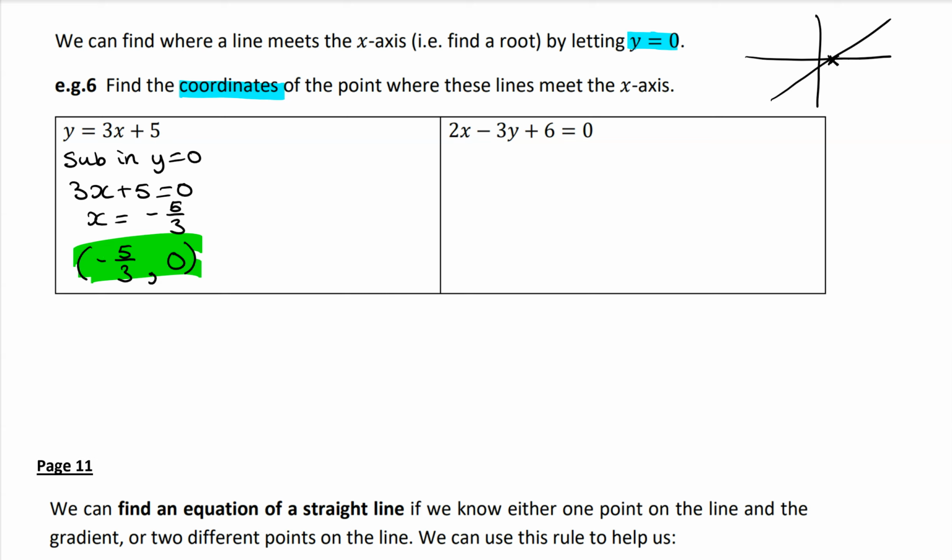For the second one, yet again, just sub in y equals 0. What that leaves us with is 2x plus 6 equals 0. Rearrange to get x equals negative 3. So it's just minus 3, 0 is your final answer.